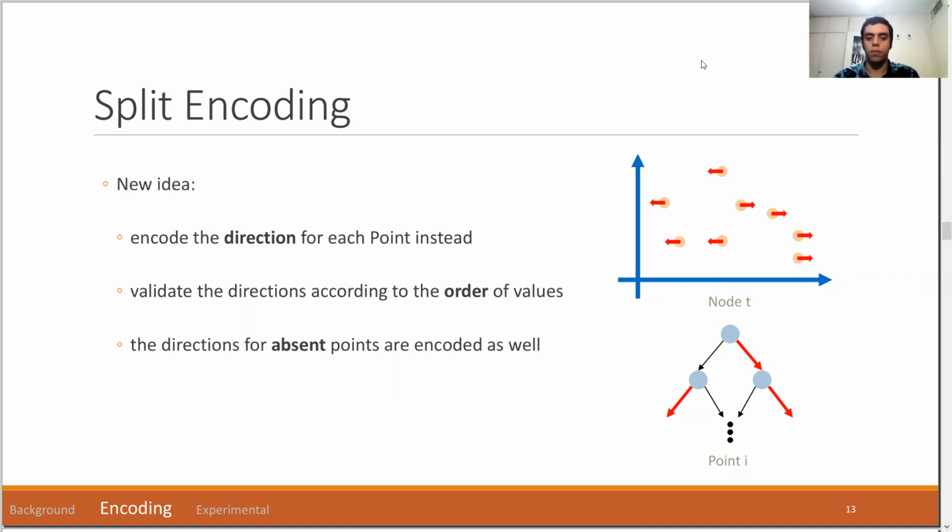And by doing so, we make sure that our splits are valid. One other thing to note for this kind of encoding is that, in a sense, we are encoding hypothetical splits, because again, if you look at the figure on the right, on the bottom, you see that the point never reaches the left children. But even though that's the case, we still encode the direction for that data point and for that branching node. And we do that because we want to have a chain of directions, and we want to use that chain of directions to validate the order constraints that we have for our values.